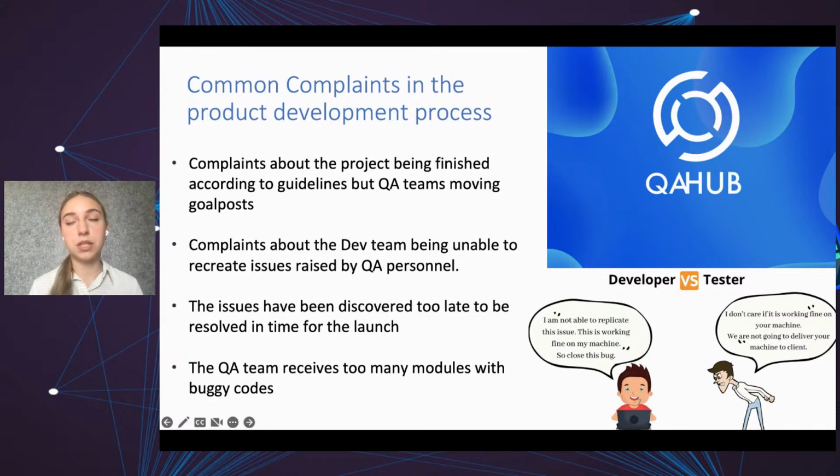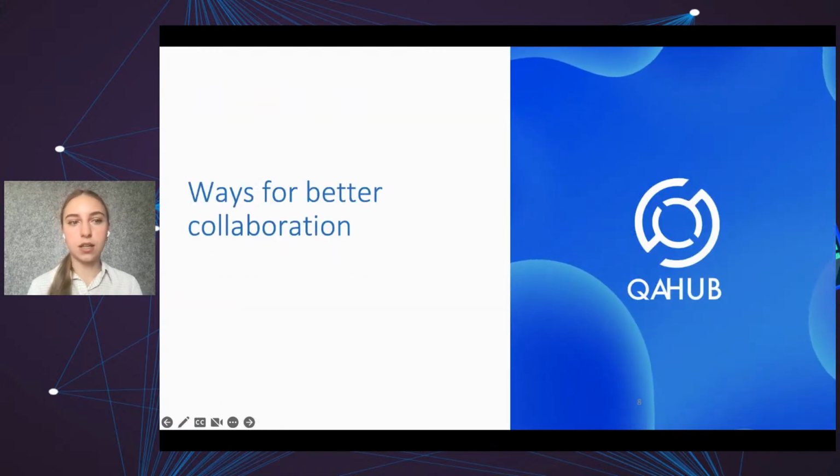From here, we can see the potential conflict between the two. On one hand, the coding is complete and it does what it should do, while the other believes that it could be executed better. So what are the good ways for better collaboration?